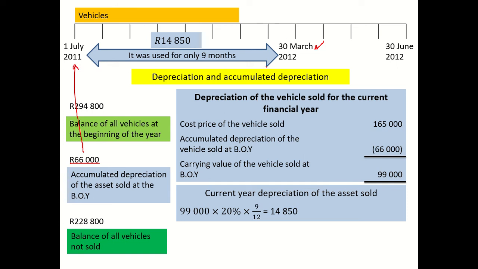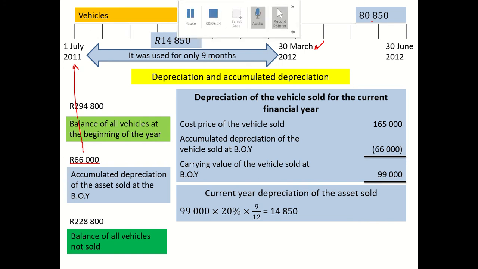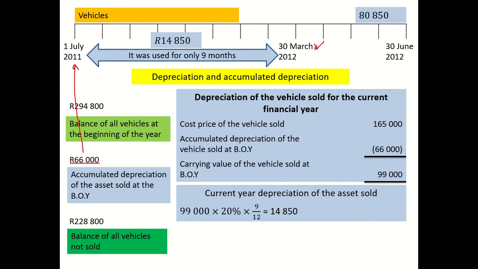Now we need the balance over there, but please note that it will be calculated at the end of the financial year. In this case, you're going to take 66,000 rand that you have at the beginning of the year, you add current year depreciation, which was for 9 months, and it will give you accumulated depreciation of this asset, which will be 80,850. This is the accumulated depreciation of the asset that was sold on the 30th of March 2012. This is the date when the asset was actually sold.